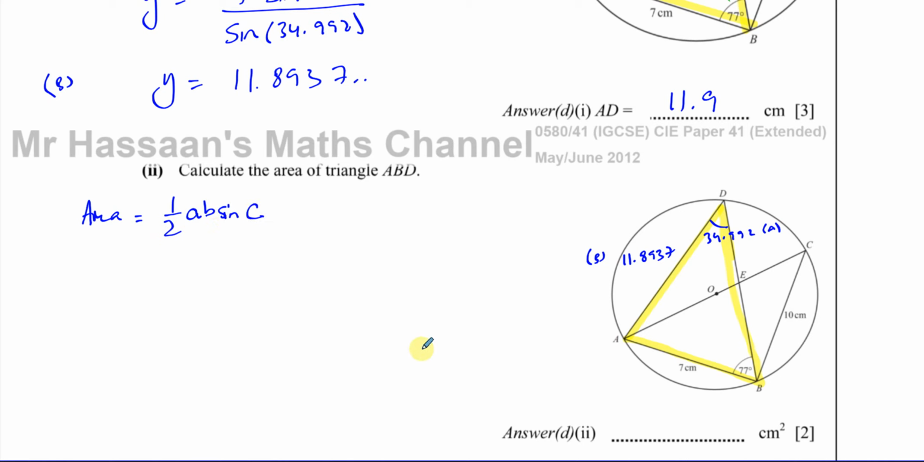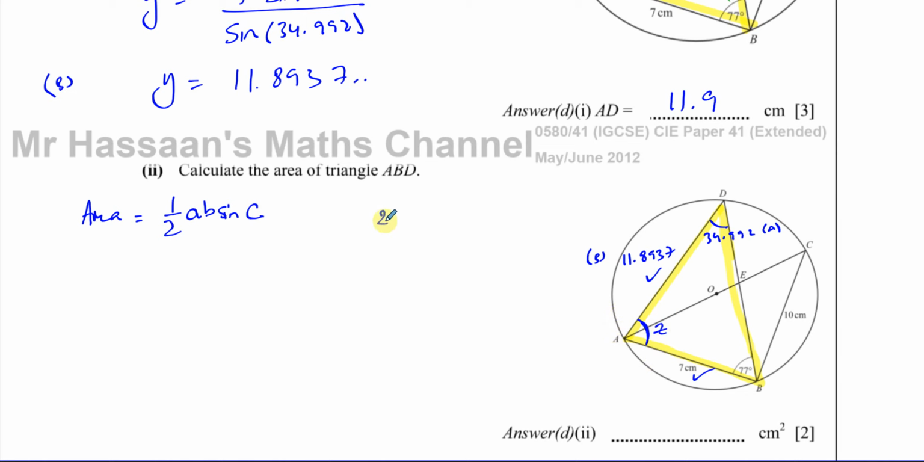Now, we can't just randomly use any lengths and any angle. It has to be two sides and the angle between them. Now, in this triangle, I have these two sides. I don't have this third side. So I need to use this angle to find the area of the triangle using this formula. So I need to know what this angle here is. Let me call this angle Z.